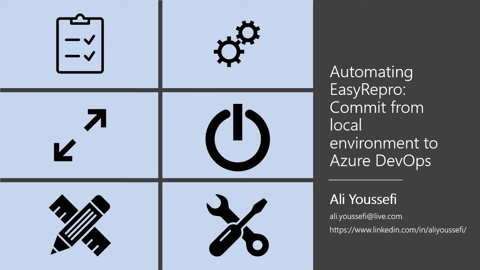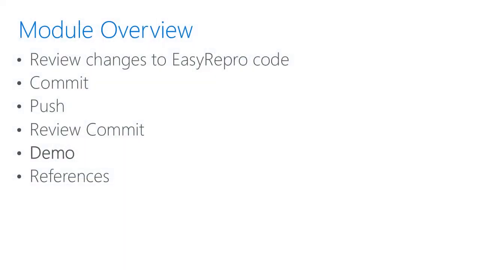So in this edition, we're going to talk about automating EasyRepro, and how to commit from a local environment to Azure DevOps. We'll start by reviewing changes to EasyRepro code, reviewing what a commit is in Git, reviewing a push in Visual Studio, reviewing our commit to our remote branch in Azure DevOps, provide a demo, and finish with some references.